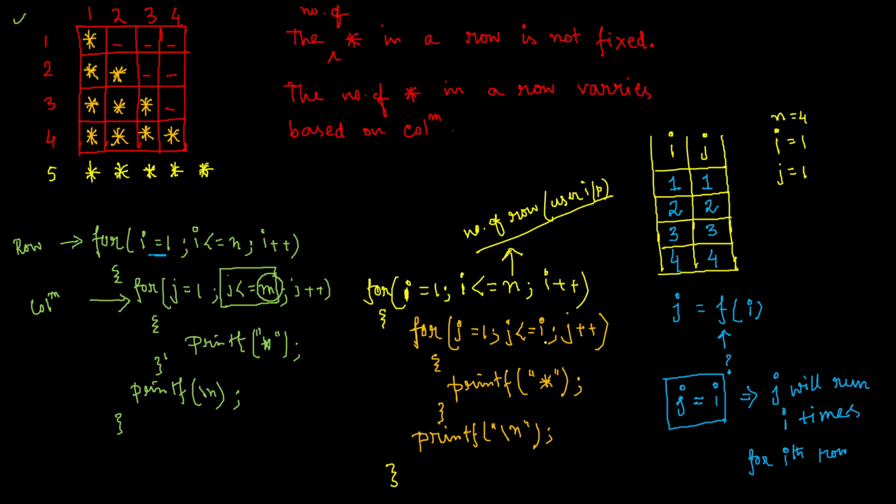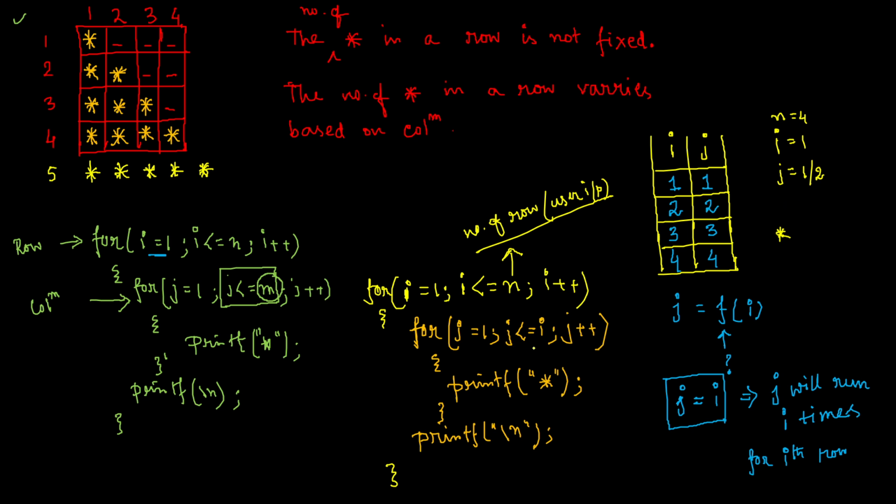j less than equal to i. What is the value of i right now? 1. So 1 less than equal to 1, correct? It's basically true. It will enter and print a star. And then j plus plus. So j will become 2.